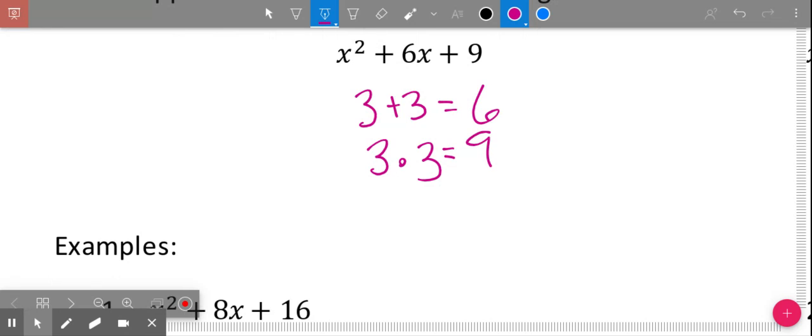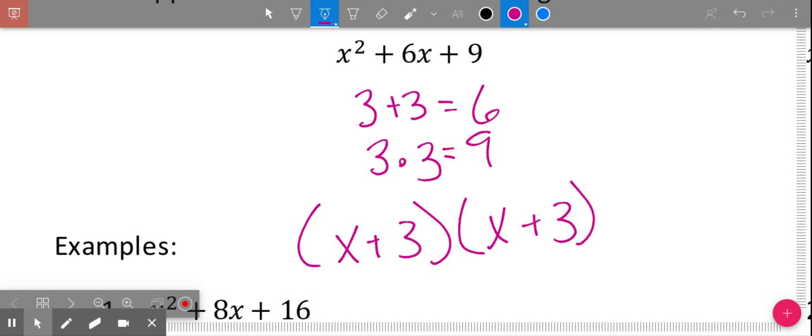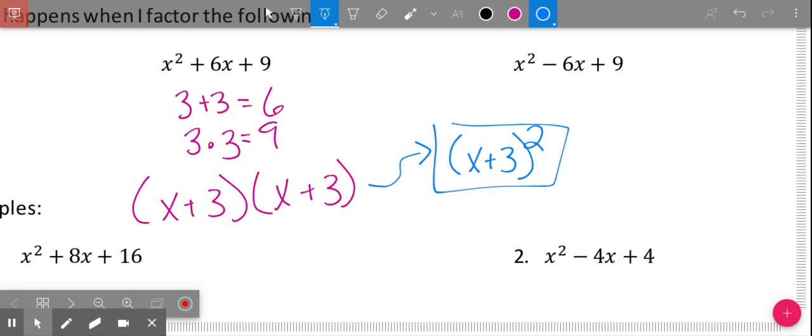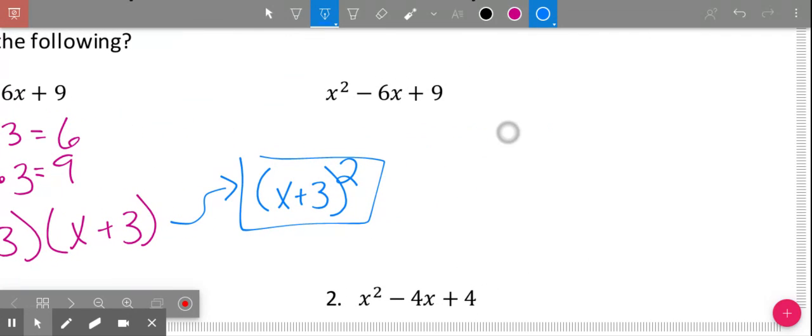So then whenever I rewrite this, I'll have x plus 3 times x plus 3. Now, with the perfect square trinomial, since they're both the same thing, we want to make sure we're writing this as x plus 3 squared. All right, I want you to go ahead and try the next one. We have x squared minus 6x plus 9. Okay, so I want you to think what's going to add to give me negative 6, but multiply to give me 9. So I want you to go ahead and try that one for me now.